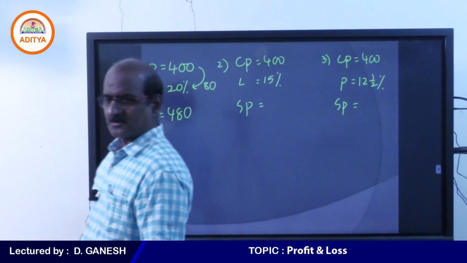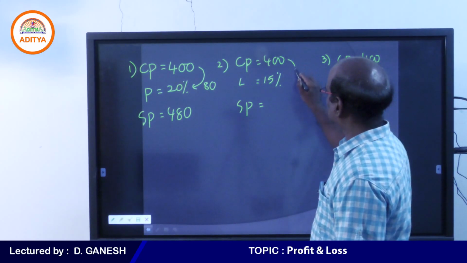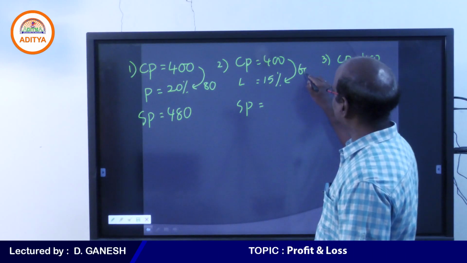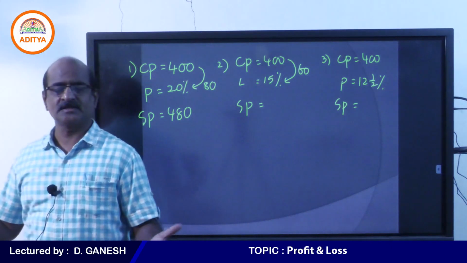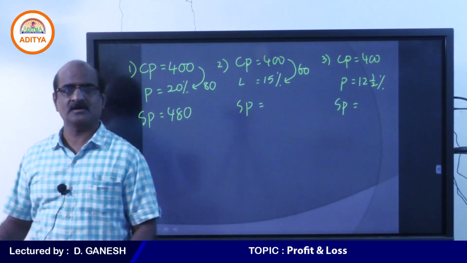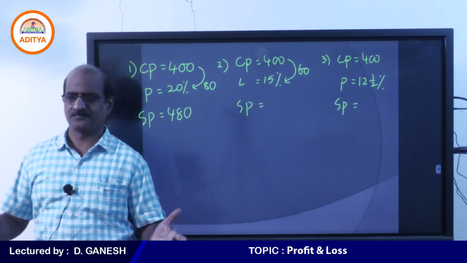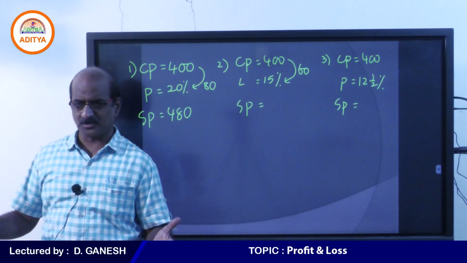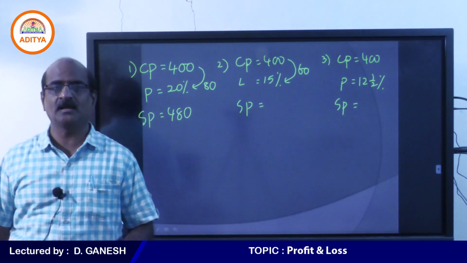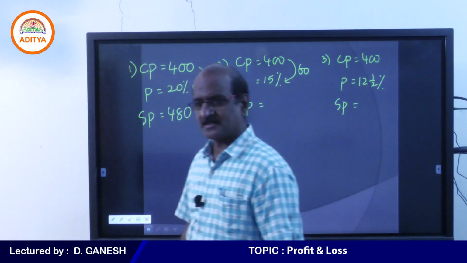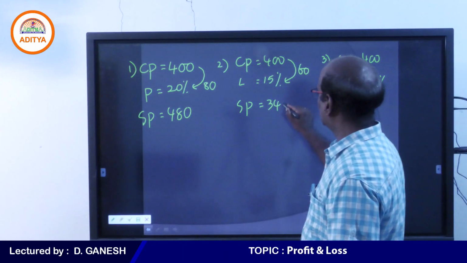Now look at question number 2. 15% of 400 is 60. Student, should I explain how we get 60? I don't think there is any need. 10% is 40, 5% is 20, so 15% is 60. Now tell me, you must be selling at a loss, which means you have to subtract 60 rupees from 400. So you are selling for 340.